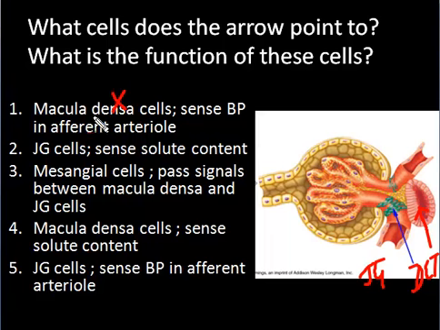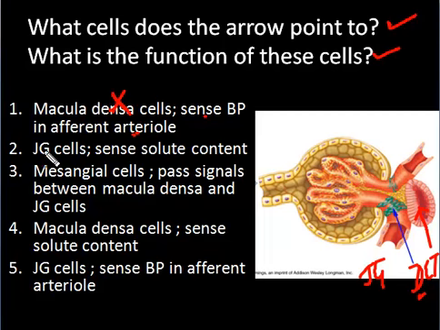In a question such as this, you will notice that the first part of the question before the colon answers this part of the question, and then the second part answers this part of the question. Now macula densa cells, even if you did think of this as a choice, look at the second part of the statement, which says sense blood pressure in afferent arteriole. Macula densa belongs to the distal convoluted tubule, so it's not going to be able to sense blood pressure. Blood pressure can only be sensed in an arteriole. These cells are not part of an arteriole, so in any case this answer is wrong. Let's look at the next one, which says JG cells.